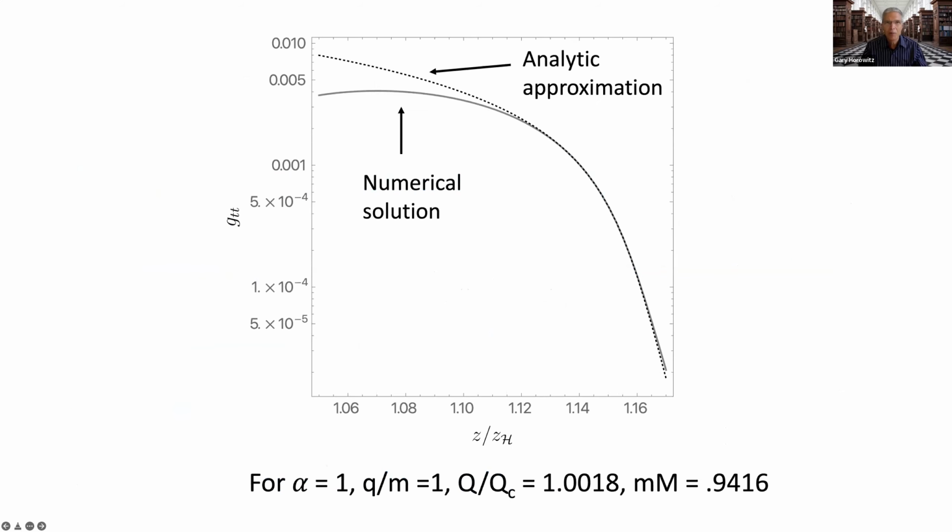Okay, so here's a check of that approximation. I'm plotting GTT on a log scale on the vertical axis versus z. The full numerical solution is given by the solid curve. The analytic approximation is given by the dashed curve. And you see it agrees very well for some region here, showing this very rapid decay of GTT. Notice the values of z are close to 1. This still corresponds to the former Cauchy horizon because the onset of the instability is very close to the former extremal limit of the black hole.